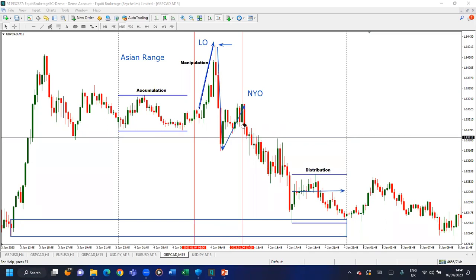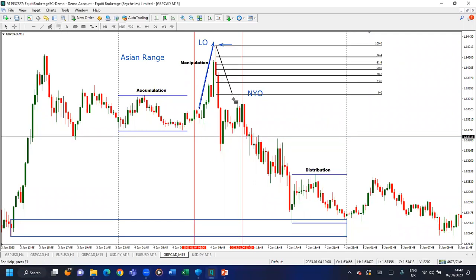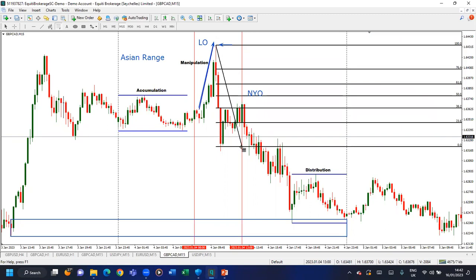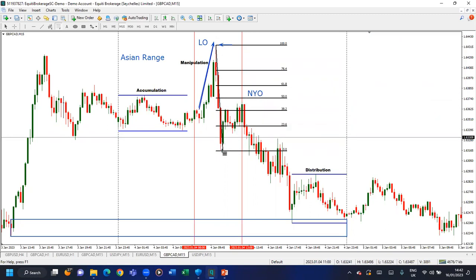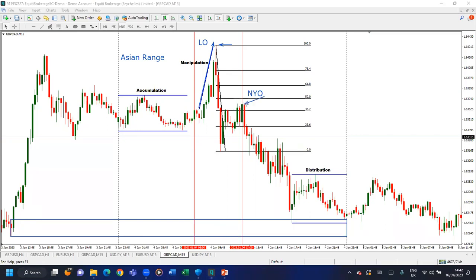Now, look at something else here. If you look closely, after the high of the day was set and the market reversed and went down, it made a very swift movement to the downside. If you take your Fibonacci down here, you're going to see that it was between the 38.2 and 50% retracement. That was when the retracement completed during the New York Open before another movement to the downside, which now issues us a period of distribution.